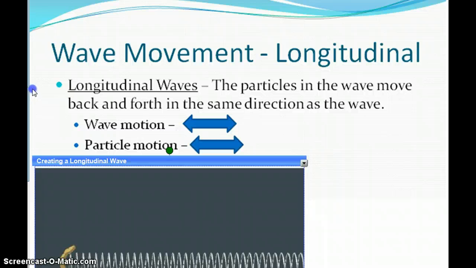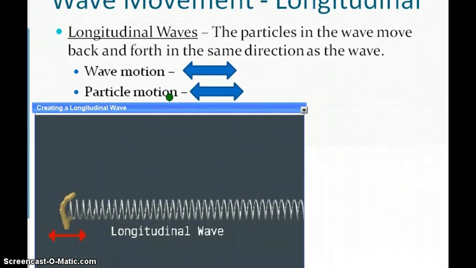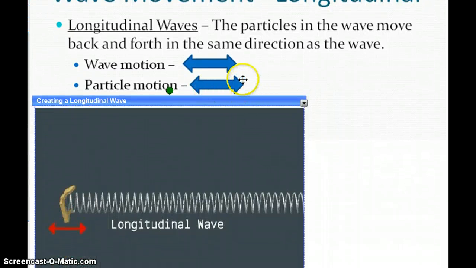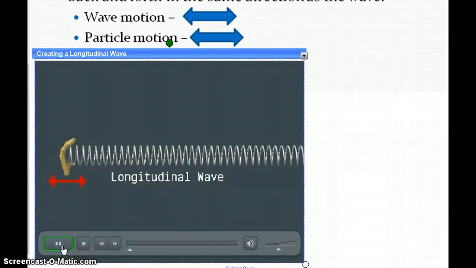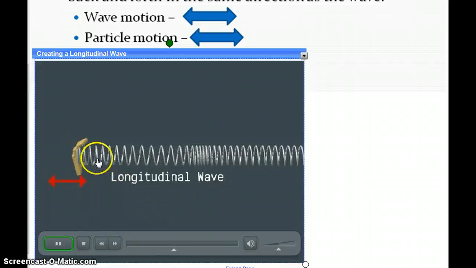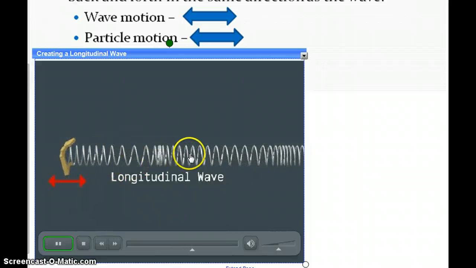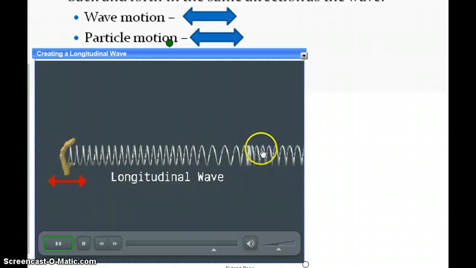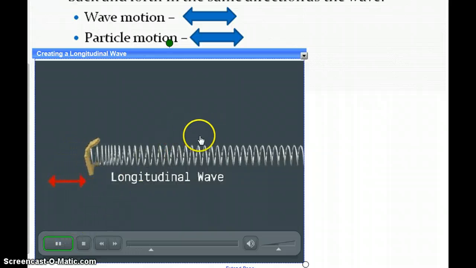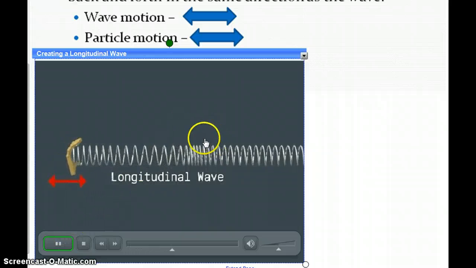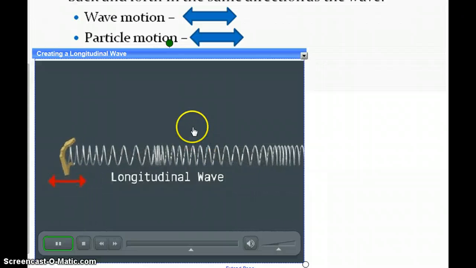And in this wave movement, we have the particles in the wave moving back and forth in the same direction as the wave. So wave motion is going back and forth, and so is the wave. Okay, so think of a slinky. This would be how sound waves move. One particle hits the next particle, and they compress and relax. So that's a longitudinal wave movement. You have the motion of the wave and the particles moving in the same direction.